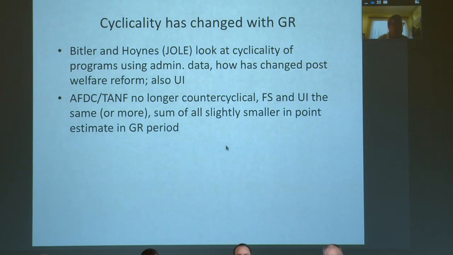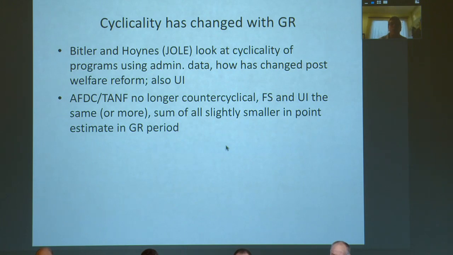The second thing that we did as part of this agenda is to see, in a paper in progress, how the cyclicality of these programs has changed after welfare reform using administrative data. Okay, so we used a very similar two-way fixed effects model, with the difference being that the effect of the unemployment rate was allowed to vary with, were you close to the big recession of the early 1980s? Were you in the Great Recession period, or were you in the rest of the period?